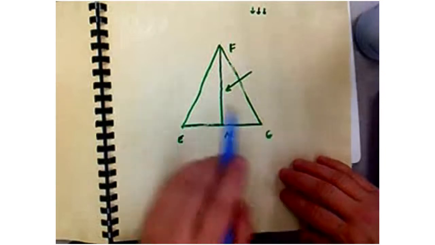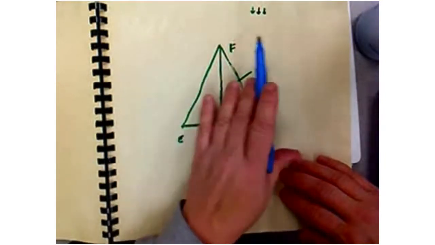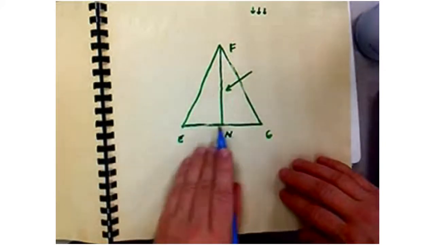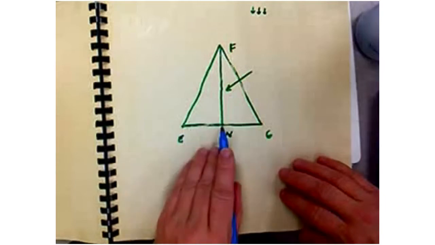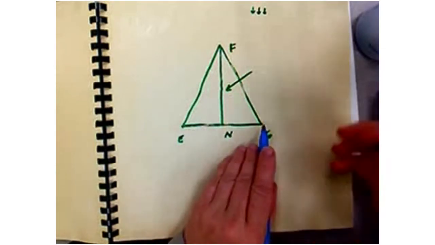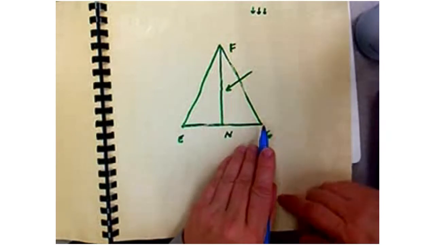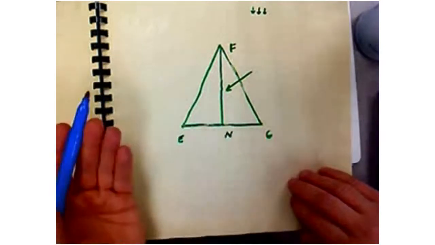If you're told, it says up at the top, find EN if EG is 11. So you go back and look at your drawing and go, okay, I need to find E to N. I need to find half of my segment. I'm given EG is 11. So your brain kicks in, you got to find half. Half of 11 is 5.50 or 5.5, 5 1/2 as a fraction. So it's pretty simple math.